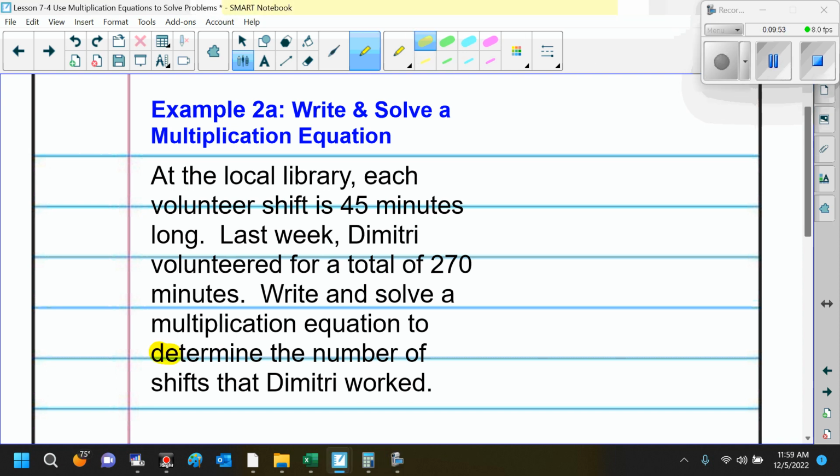So, we want to determine the number of shifts Dimitri worked, right? Now, what do you want to use for your variable? S. Okay, I heard somebody say S. Now, look at that S. This is the reason why, when you're writing too fast, sometimes your 5s look like S's, okay? So this is the reason why I will use a cursive S, or we can just use a different variable.